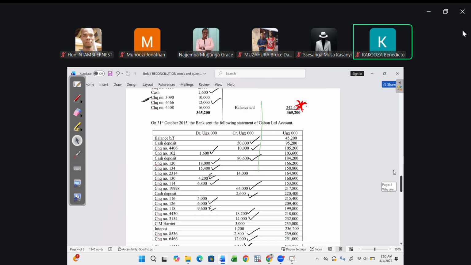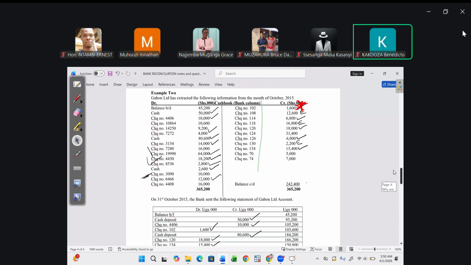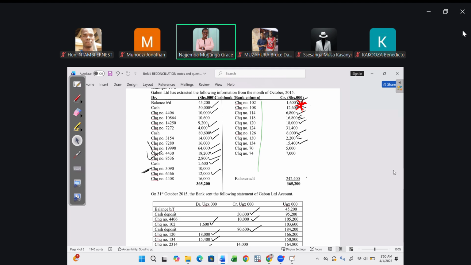It's not there. 74 is also not there, right? Yes. Okay, so we are done with our first and second step. I did check all items that appear both in the cash book and the bank. And in case any transaction has an error, indicate with letter E.